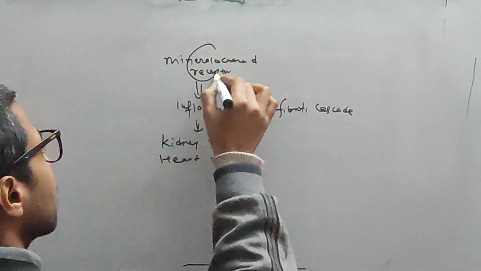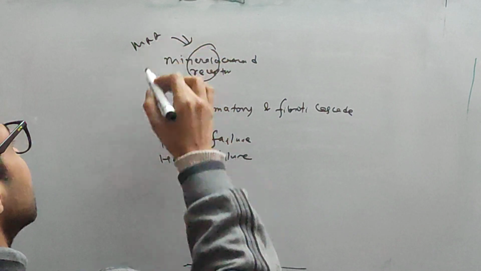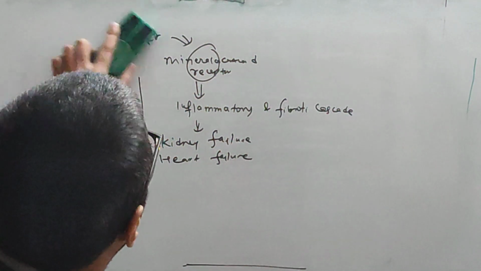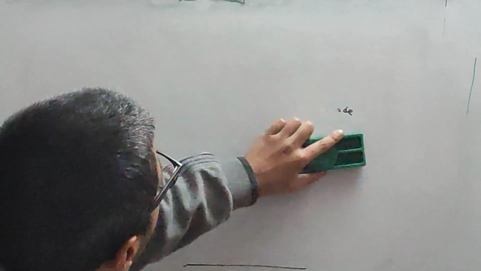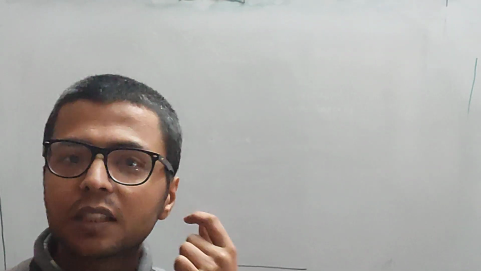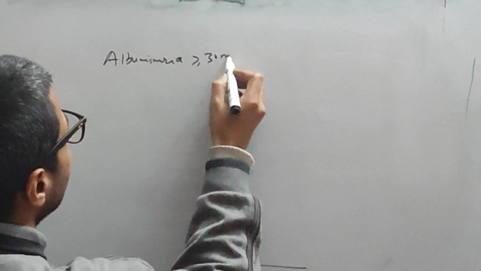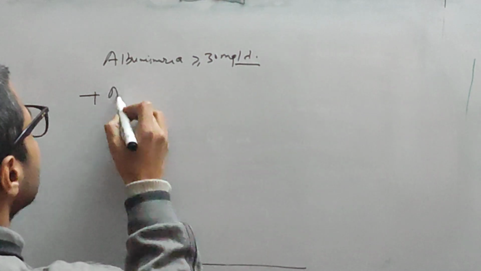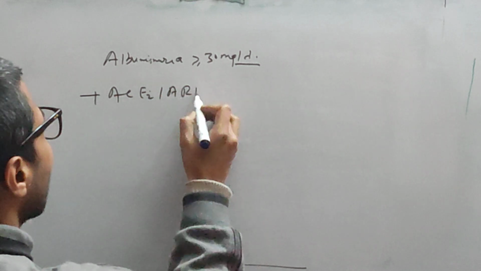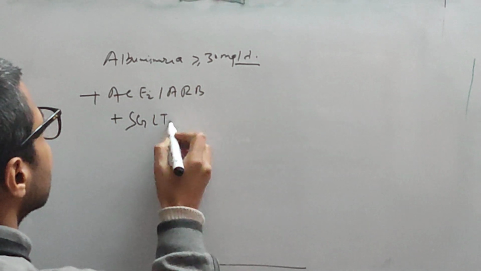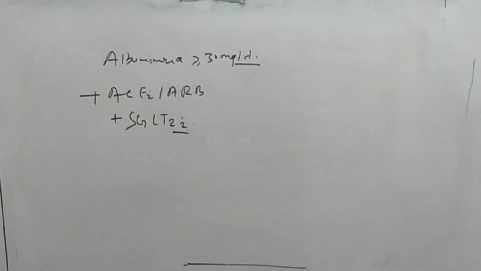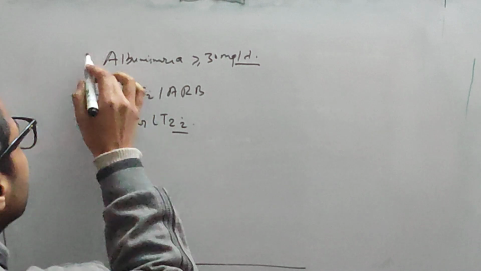So if you block this mineralocorticoid receptor with MRA, what happens? These consequences can be prevented. So that's why we need to give MRA in a patient with diabetic kidney disease. In which group of patients do we need to give MRA? If the patient has albuminuria greater than 30 mg per day, despite being on a maximally tolerated dose of ACE inhibitors or ARB and SGLT2 inhibitors. In this group of patients, we need to give MRA.